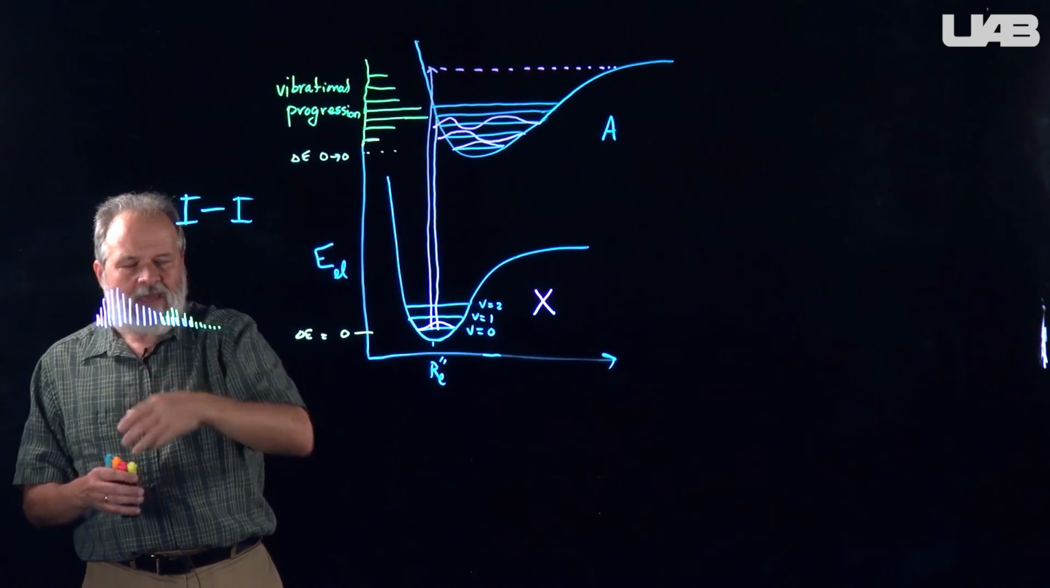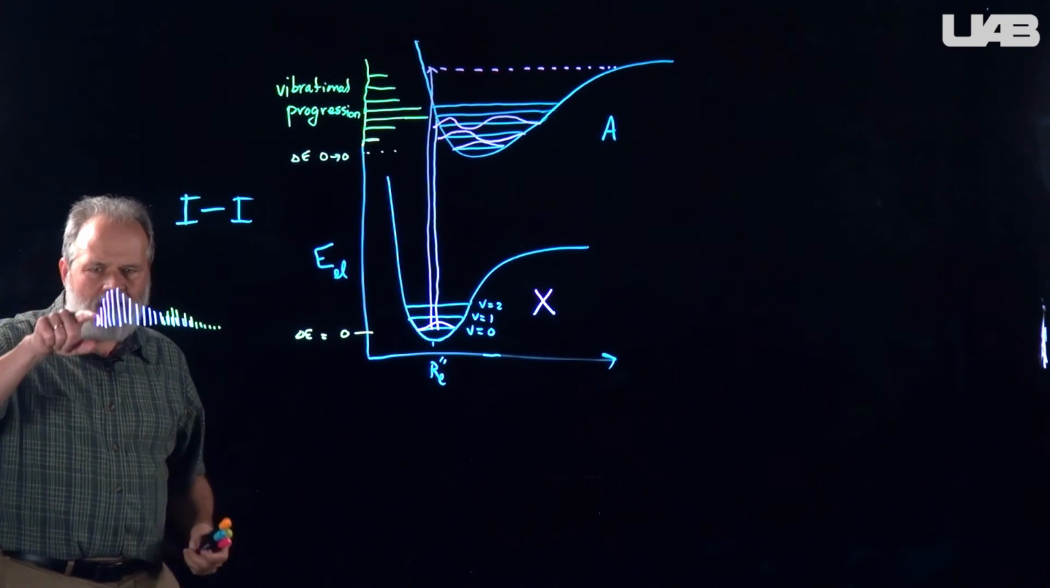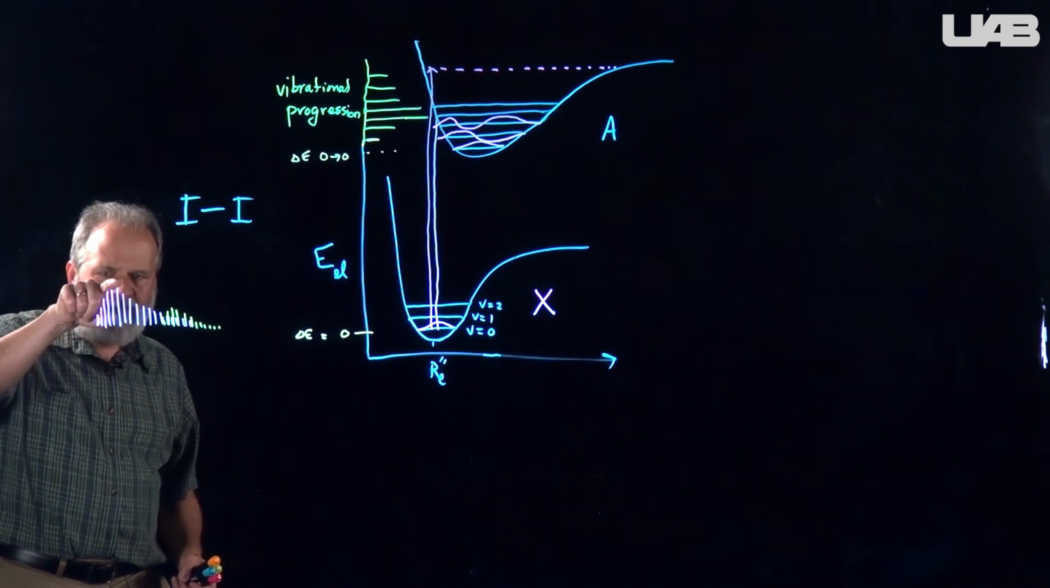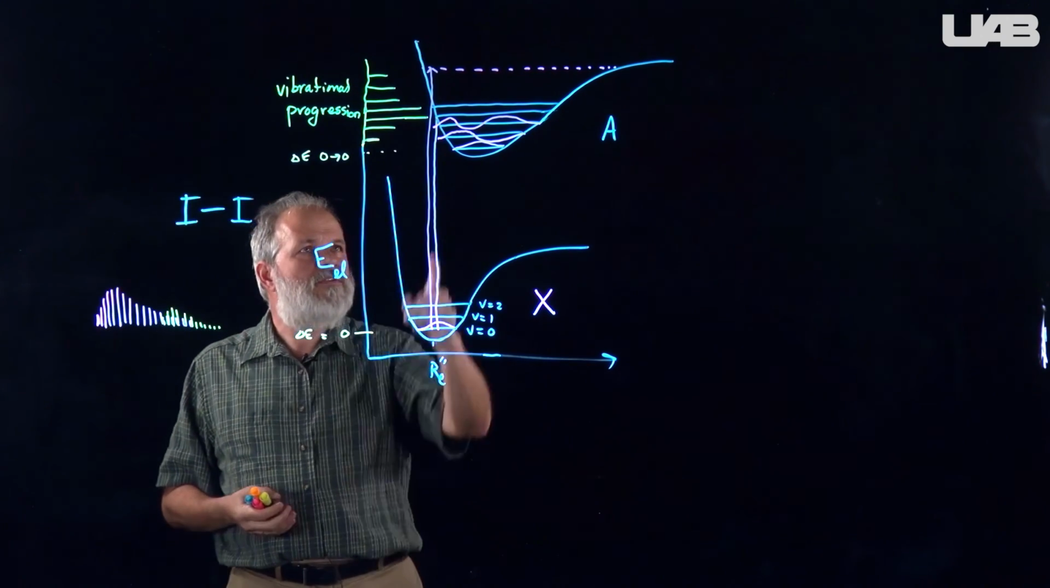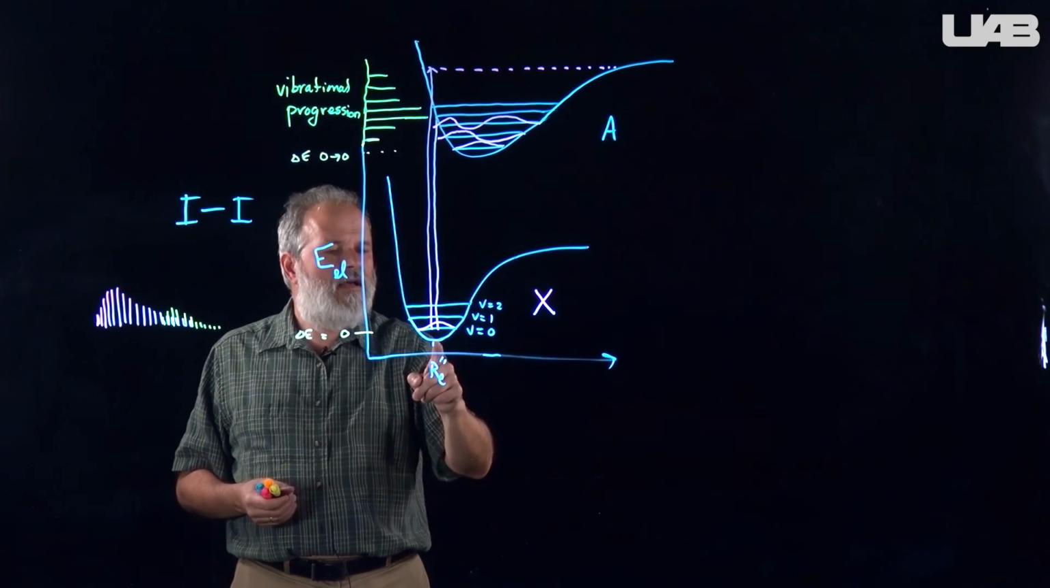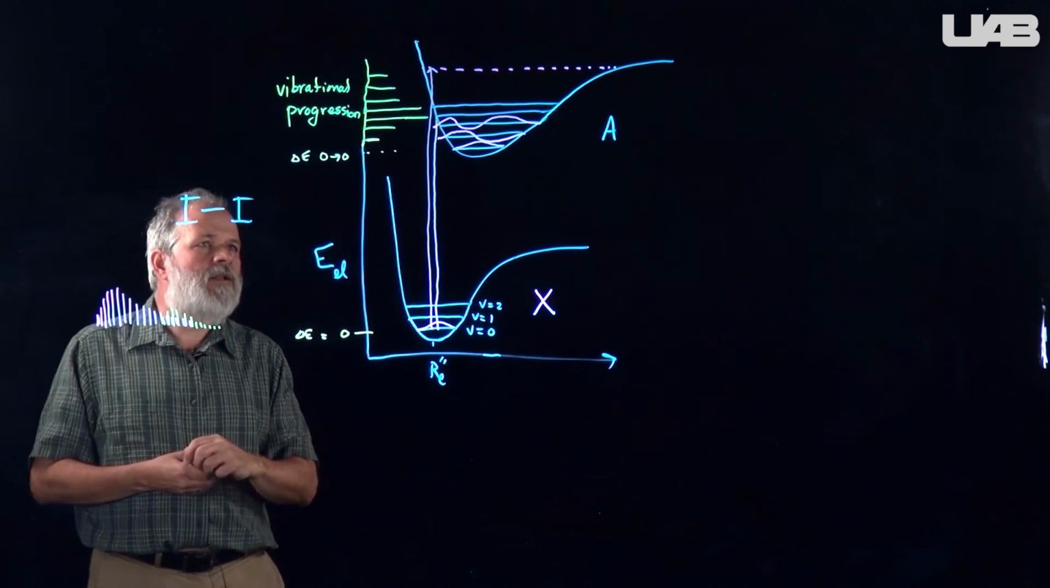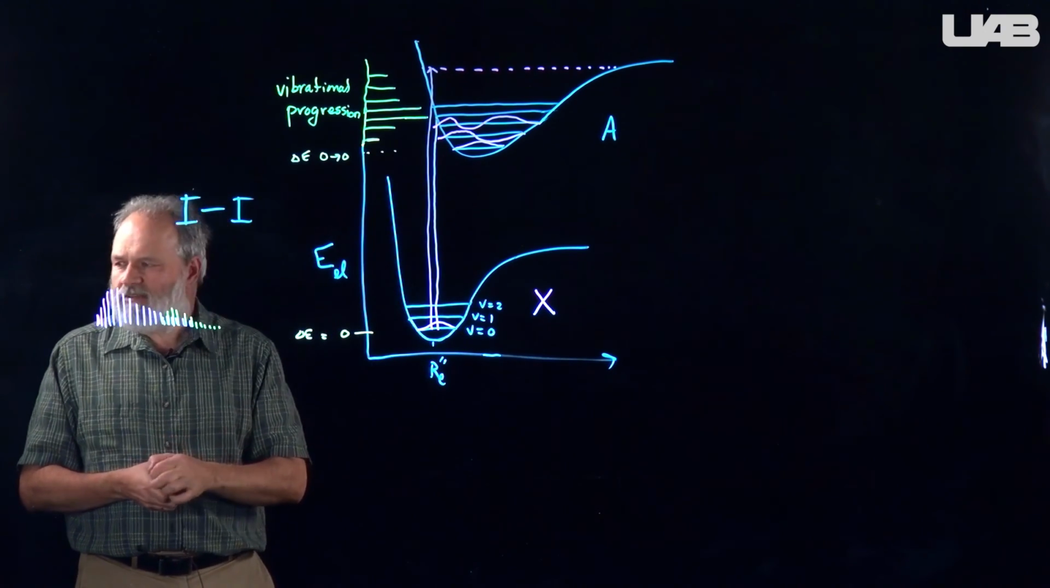So if you see a pattern like this, then you would assume that whatever vibrational quantum numbers these correspond to, that corresponds to closest to a vertical transition from the very center of the molecule right here. All right, so that's the Franck-Condon principle.